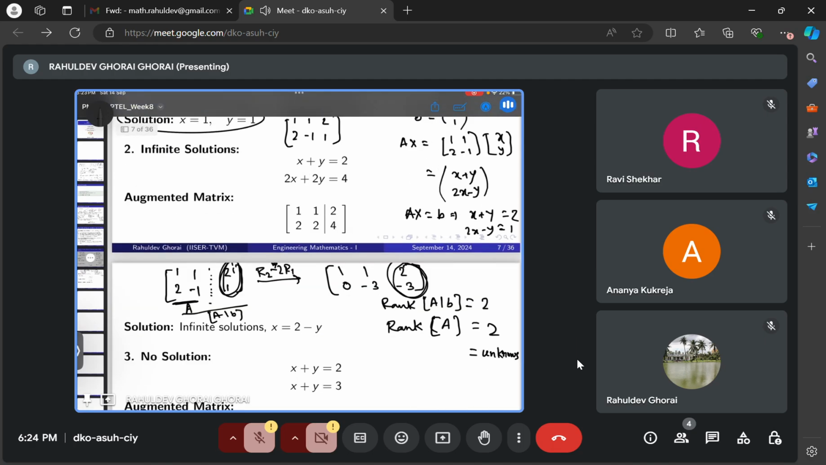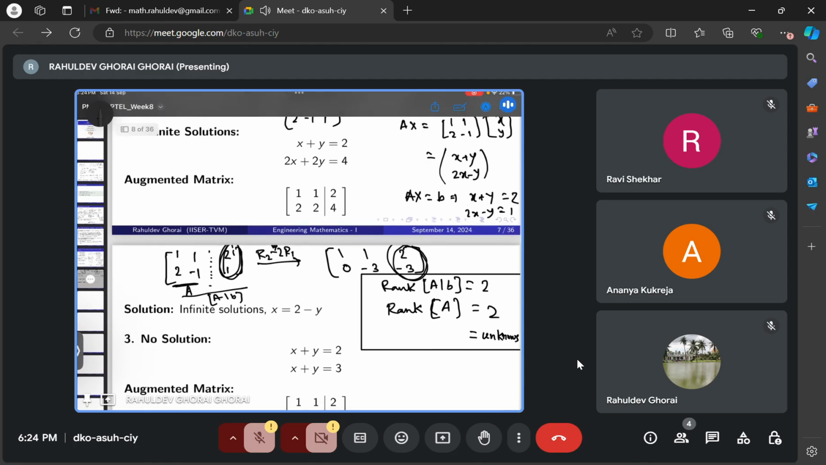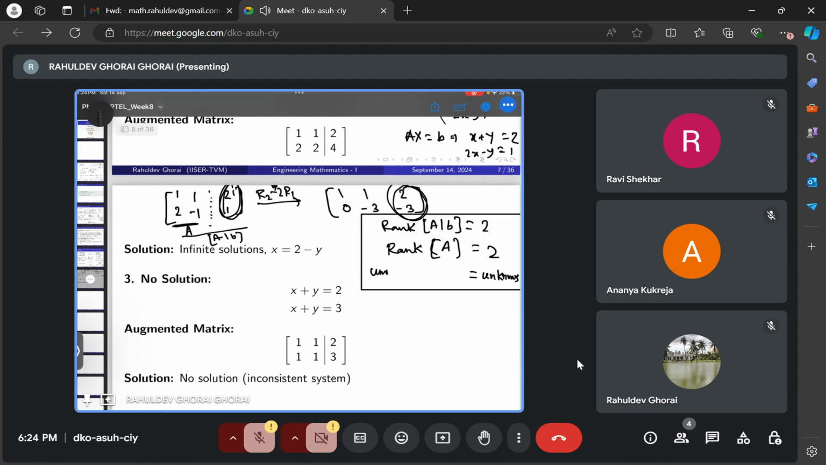So what is the criterion? This is the criterion for any system. For any system, you can find out the rank of A separate B equal to the rank of A, and that is also equal to the number of unknowns. That has to be equal to the number of unknowns. If that is not equal to the number of unknowns, it can be strictly less than. So this is the unique solution case.